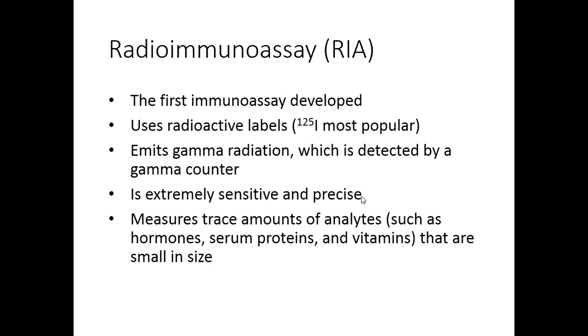When we first look at this, RIA, radioimmunoassay, I think the book told you was the first immunoassay developed, and it was developed to detect the complex of insulin, anti-insulin in diabetic patients. But now we know that it's very useful in detecting small levels of hormones, trace elements really, hormones, some serum proteins, vitamins, things that are really small in size.